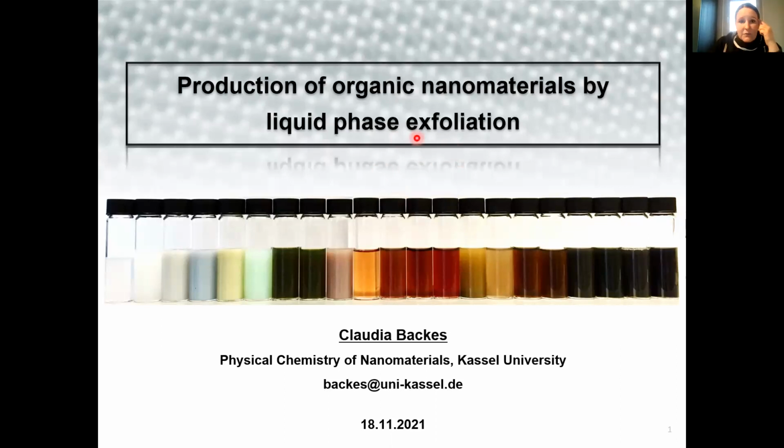We're working on the production of 2D nanoplatelets in the liquid phase by the process we term liquid phase exfoliation. I would like to introduce you to the process in general, but then also focus on recent work where we try to apply this to organic sheet stacks. So most of you are familiar with all the inorganic materials, transition metal dichalcogenides, for example, but there's many more. And I would like to show you that this process can actually be very versatile and applied to materials that are otherwise not investigated so far.